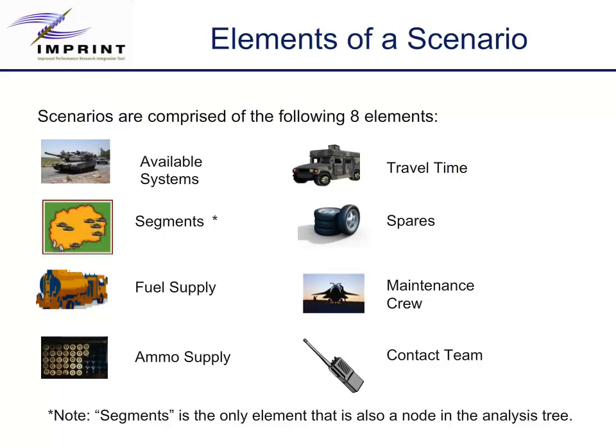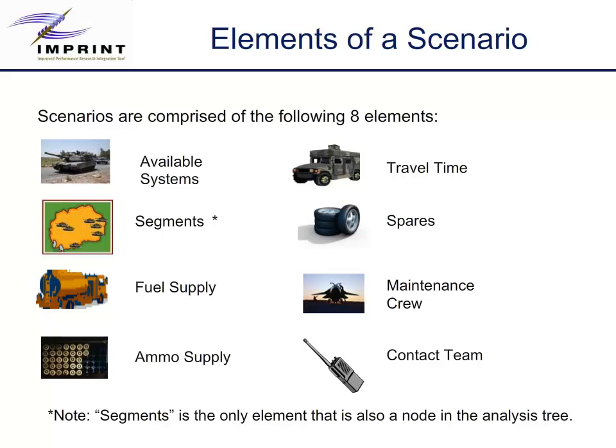The elements of a scenario are the operational system profile, what are the available systems and segments, the available maintenance crew and contact team, that is, the number and types of people available to do the maintenance on each shift, the travel time on the battlefield, which describes the amount of time to get the system to the people, or the people to the system, the likelihood that repair parts are available, and if they're not available, the average wait time, fuel and ammo supply data.